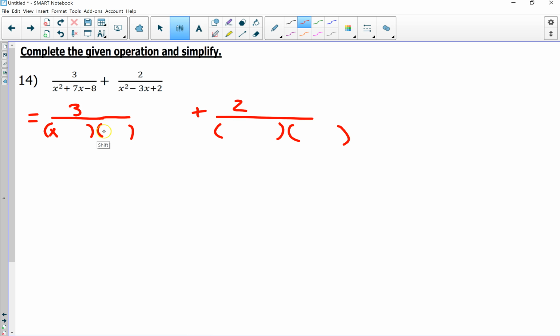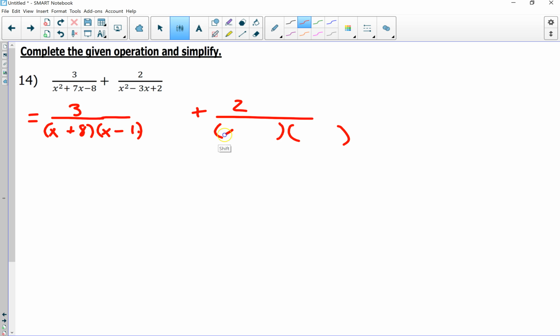And so my trinomial will factor to the 2 binomials. And then I want factors of -8 that add to 7. I know +8 and a -1 will do that, right? 8 times -1 multiplies, gets me -8. 8 minus 1 gets me the 7 for the x that we want.